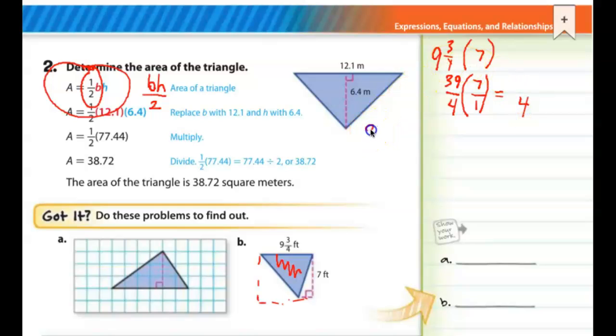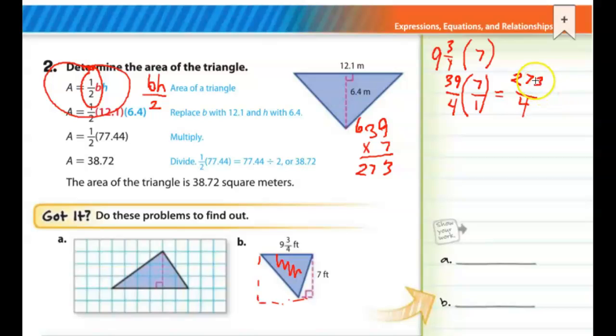Now I need everyone to go ahead and calculate what 39 times 7 is. Go ahead and answer that for me, please. Okay, you've got 273 divided by 4. 273 fourths is going to be your answer for what the base times height is. And if this was a parallelogram, we would go ahead and divide that down and turn it back into a mixed number. But remember, we only want to know what half of the parallelogram is.